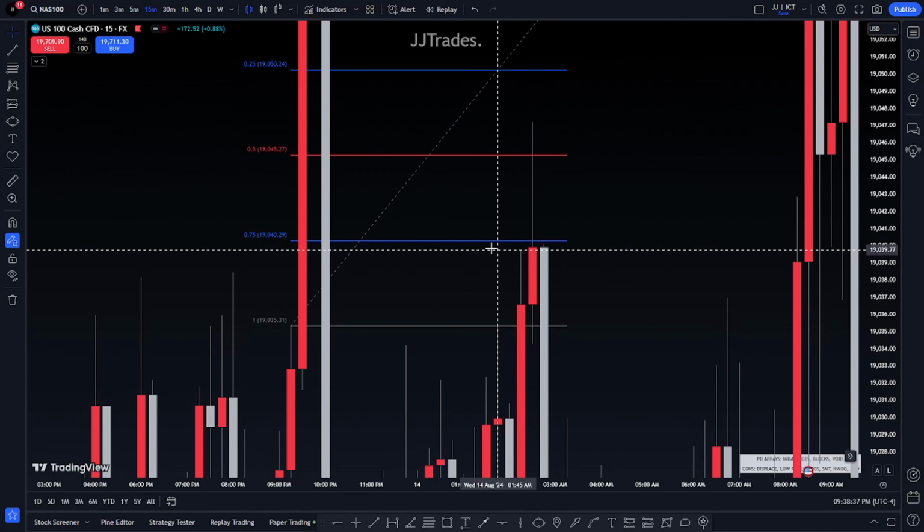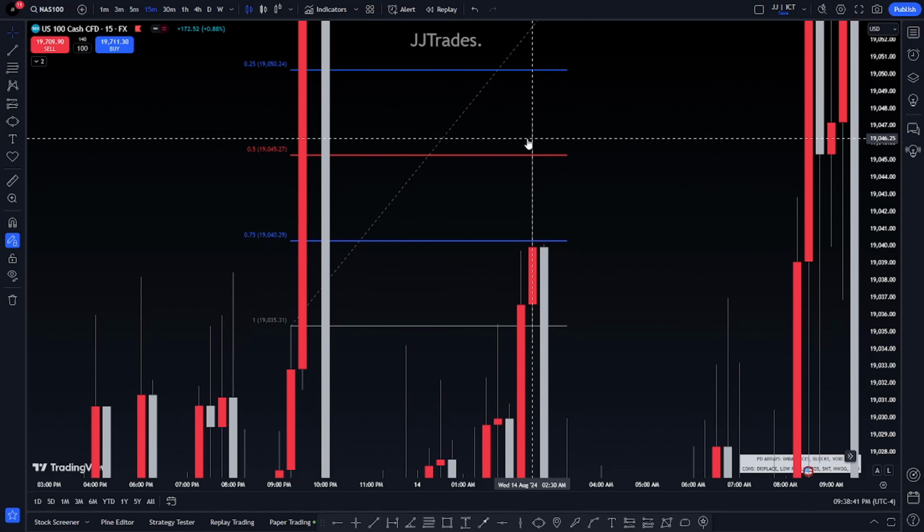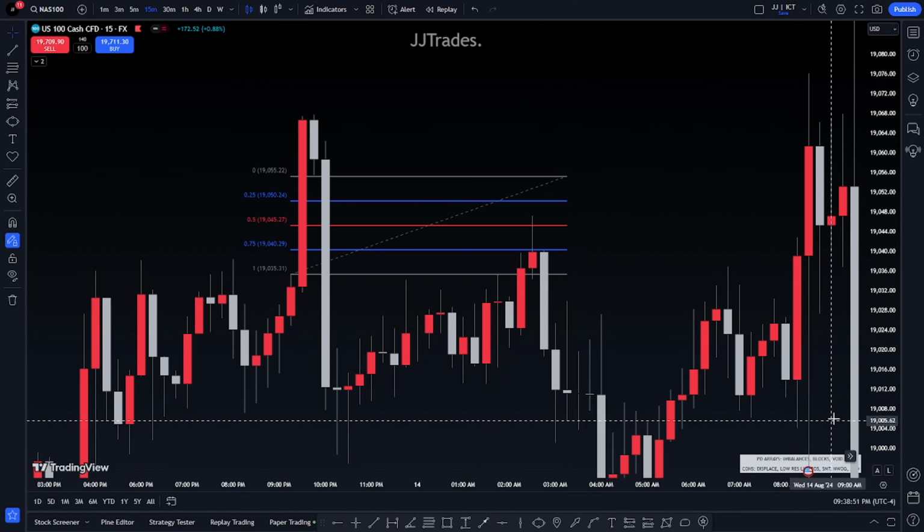Now we came to what? The lower quadrant and the consequent encroachment. Did we push through the consequent encroachment? No. Is that a good thing? I'll let you answer that. Is that a good thing? Yes, it is a good thing. If you said yes, you're correct. It did not push through this. So we could take sales off this BPR.